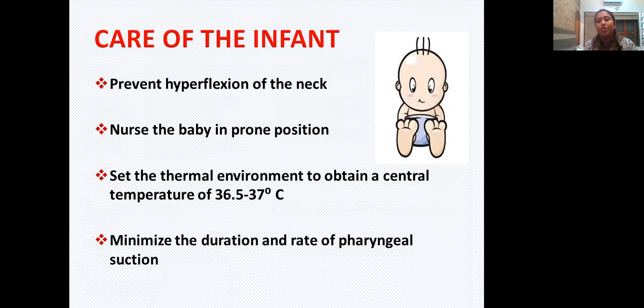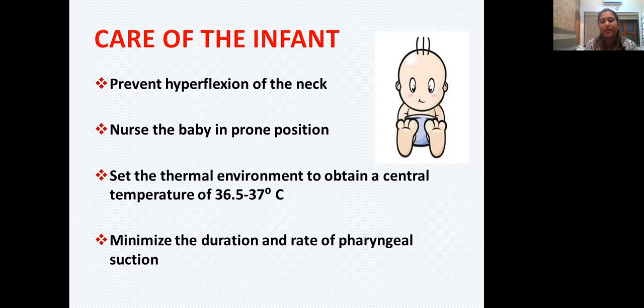First of all, we have to treat that apneic episode. We have to prevent the baby from having further episodes of apnea, and also find out the potential cause and hence treat that particular specific cause to prevent apnea. So we have to prevent hyperflexion of the neck and hence nurse the baby in prone position. Set the thermal environment to obtain a central temperature of 36.5 to 37 degrees Celsius.